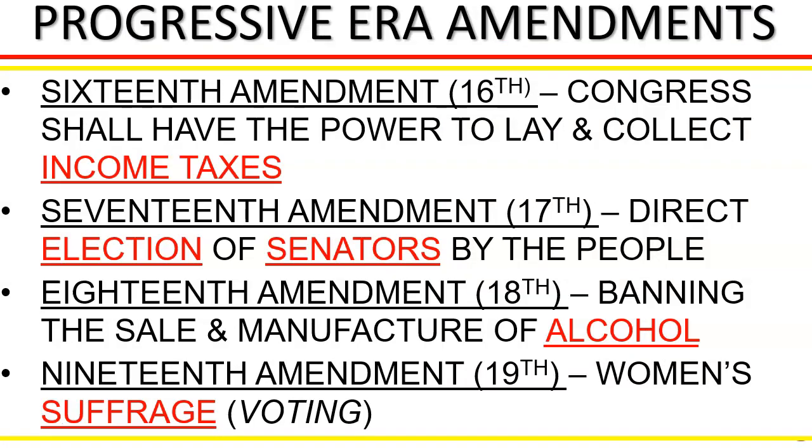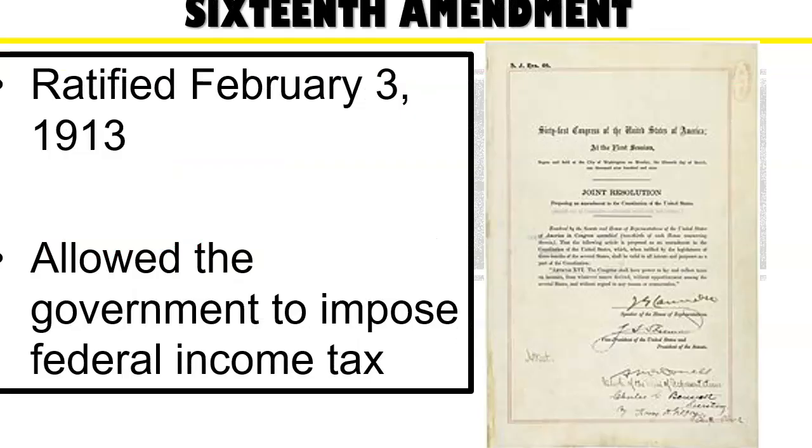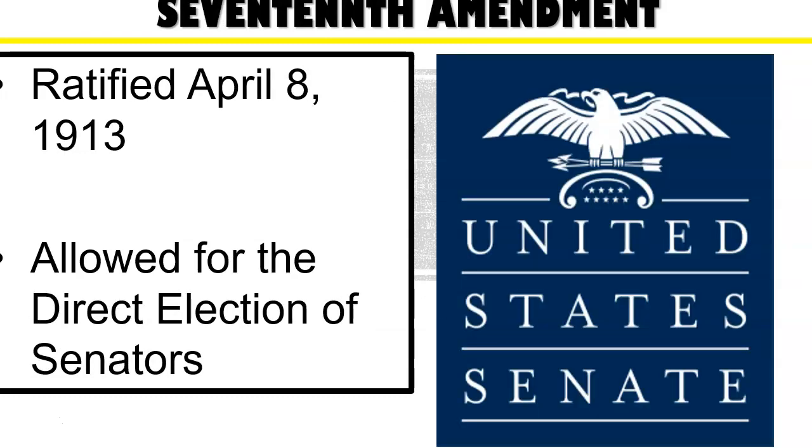During the Progressive Era, there were 4 important amendments passed: the 16th, 17th, 18th, and 19th Amendments. The 16th Amendment was ratified February 3, 1913, and allowed the government to impose a federal income tax. The 17th Amendment was ratified on April 8, 1913, and allowed for the direct election of senators. Previously, senators were elected by the state legislature. This amendment increased people's voice in government.